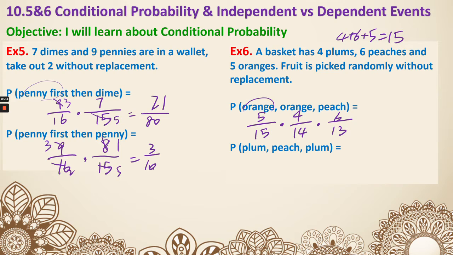Now it's time to do some cross-canceling. That is 1, that is 3, that's 2, that is 7. So it's going to be 4 out of 91.